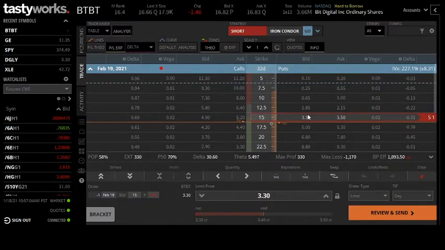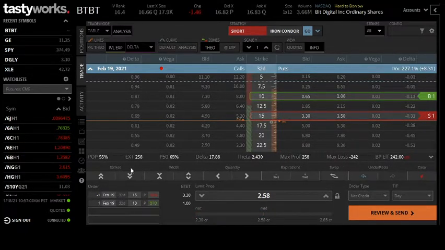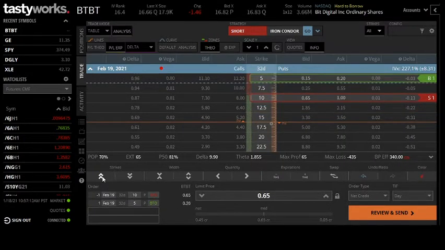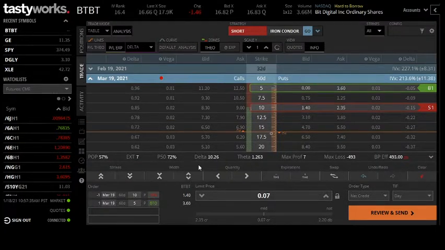You could sell your 15, buy your 10, you're collecting $239 profit. So you could even go down a little bit. You're collecting $160 for a 12.5, 7.5, $5 wide strikes. 62% probability of profit, that's perfect. 73% probability of max profit. Or you can go out to the next expiration, go down a little further even.